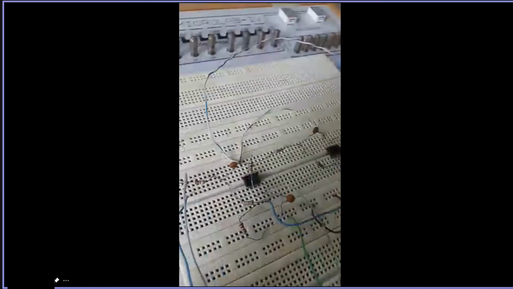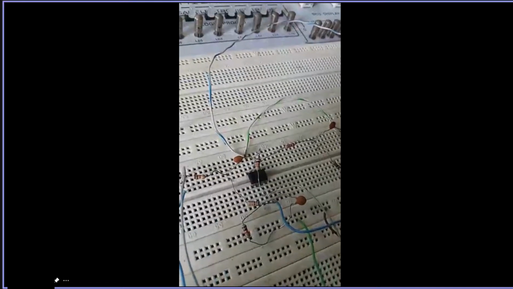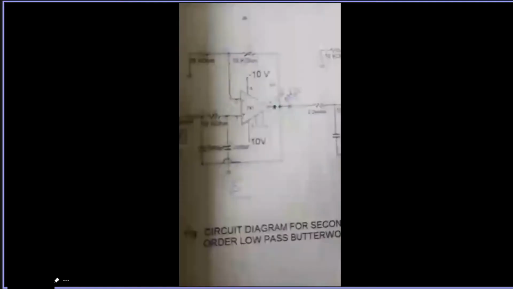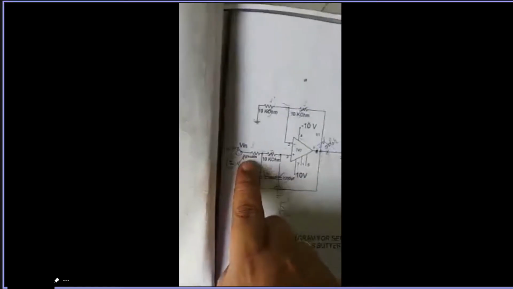Now I would like to show you the circuit once again so that you can understand. Please have a look at this and take a snapshot of this. So yes, we have to provide input to this resistance. See, this is the resistance. We have to provide input to this input resistance, right?